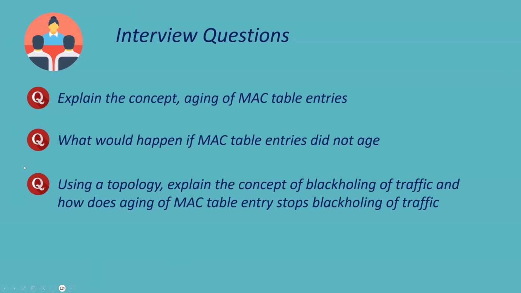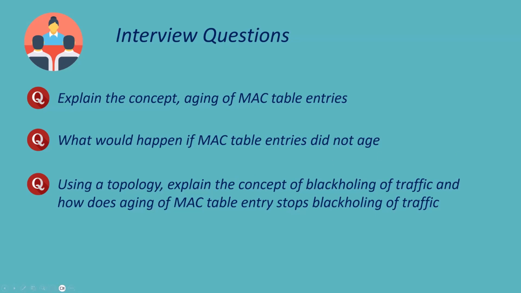So the second and third questions build upon each other, right? What would happen if the MAC table entries did not age? There's a possibility of black holing of traffic. That's what you should be able to explain using a topology. And that's a short answer, and the third question is, using a topology, explain the concept of black holing of traffic, and how does aging of MAC table entries stop black holing of traffic? So these are the important interview questions. If you know the answers and are able to explain this concept clearly and crisply, then you would be fine. Right? No issues with clearing that particular round of interview.